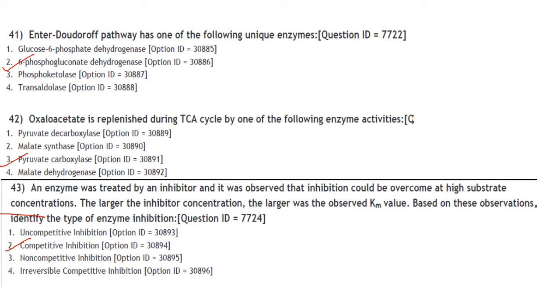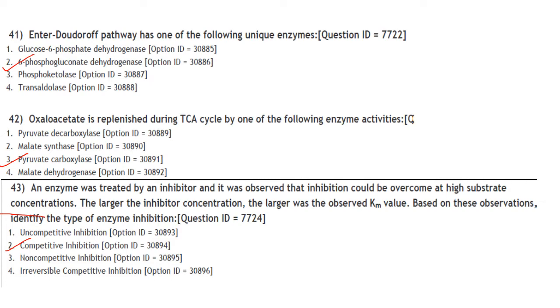Answer is option 2. Then oxaloacetate is replenished during the TCA cycle by which of the following enzyme activities? So it is pyruvate carboxylase. It catalyzes conversion of pyruvate to oxaloacetic acid when abundant acetyl-CoA is available and thereby replenishes the Krebs cycle.